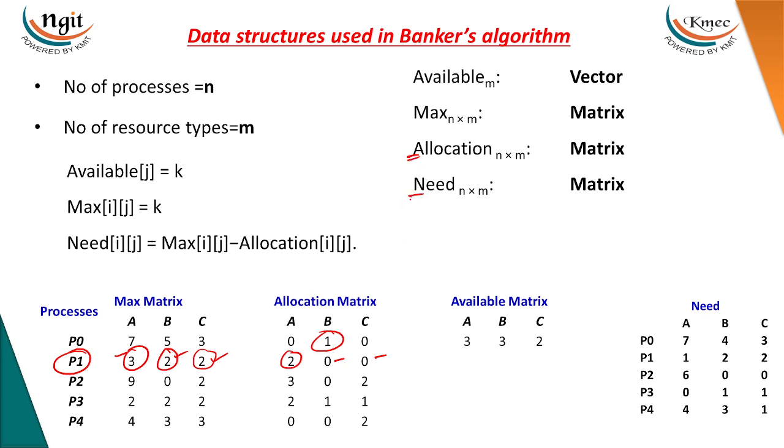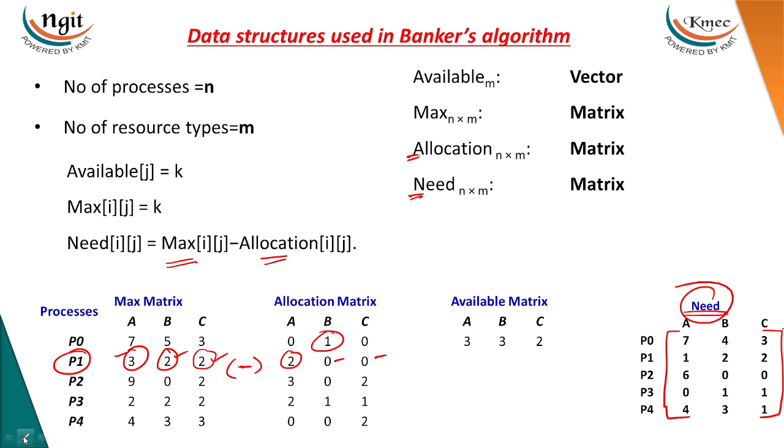When it comes to the need matrix, if we subtract the max matrix minus the allocation matrix, we'll get the need matrix. That means how many resources each process still needs will be decided by the need matrix. So what is the formula for finding the need matrix? Need matrix equals max matrix minus allocation matrix.